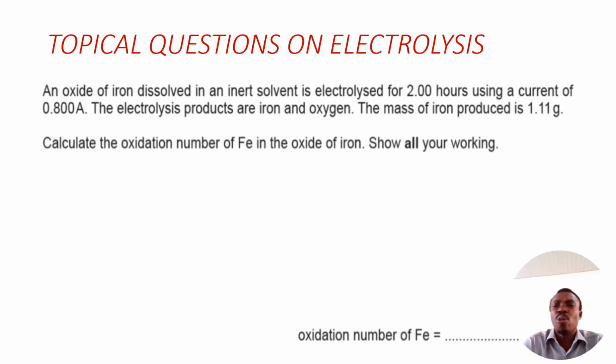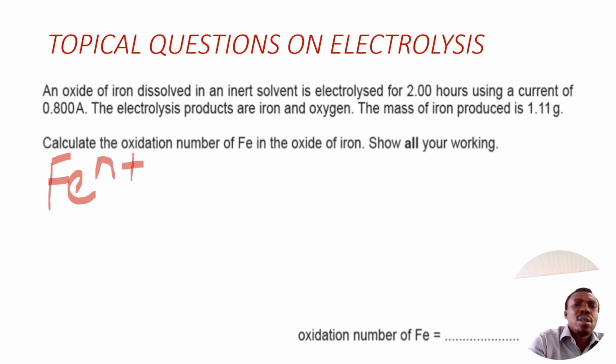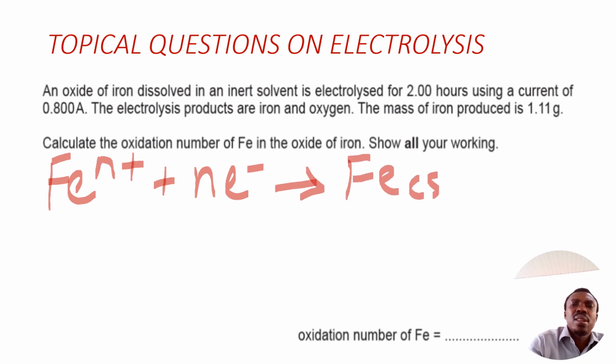So we have to write the equation that takes place. We don't know the oxidation number of iron, so they want us to calculate the oxidation number of iron. So let's use n as the oxidation number of iron. The equation that takes place is Fe^n+ plus n electrons deposits 1 mole of iron.